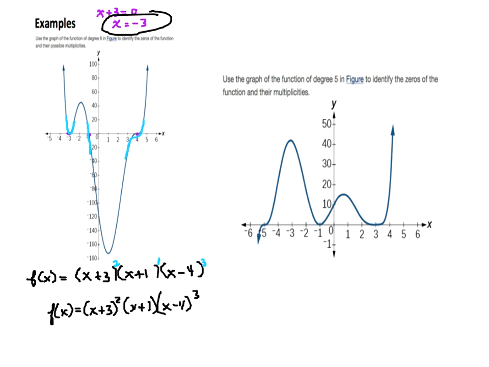Multiplication, which is what you're doing with those factors, is commutative. In other words, 2 times 3 is the same thing as 3 times 2. So (x + 3)² times (x + 1) times (x − 4)³ is the same thing as (x − 4)³ times (x + 3)² times (x + 1). You can flip-flop those factors any way you want to, and it means the same thing.